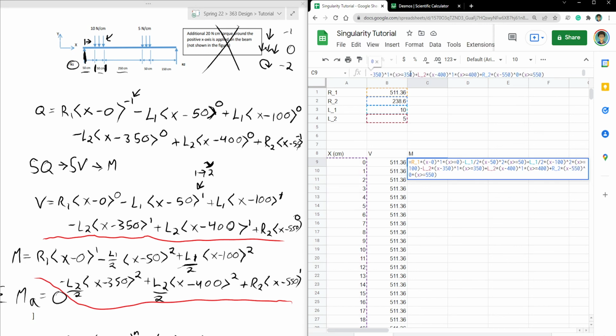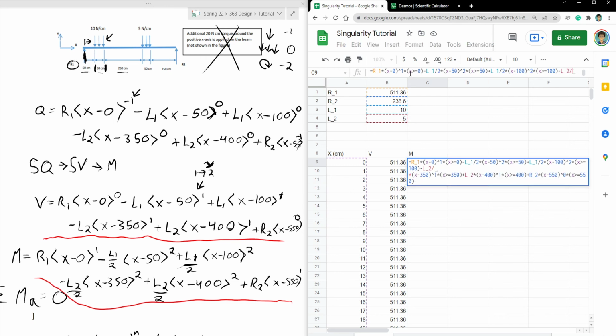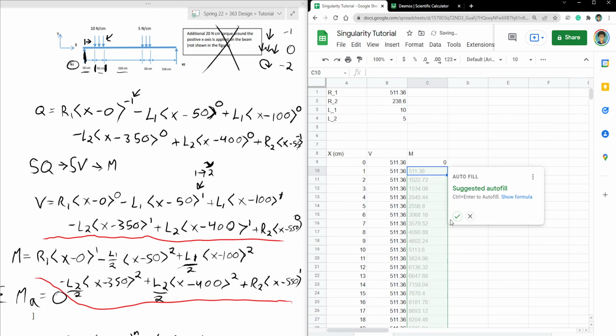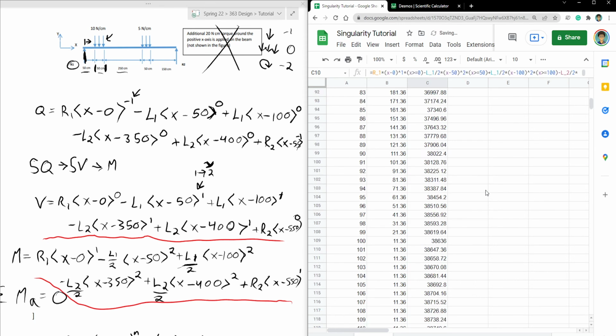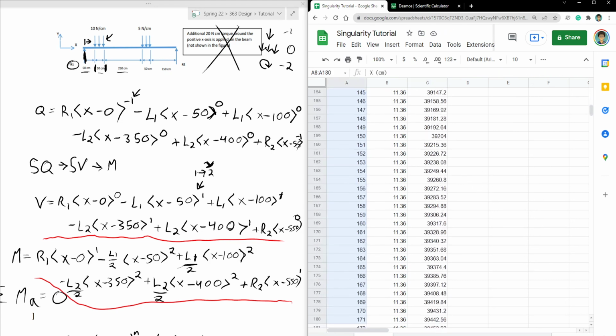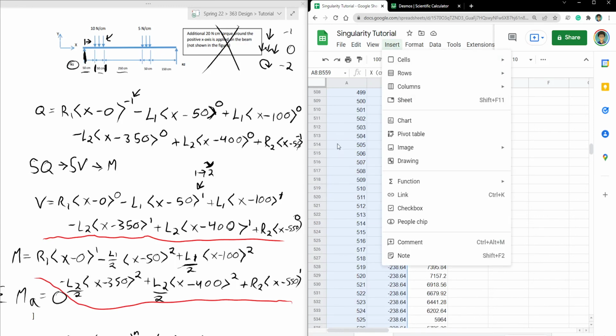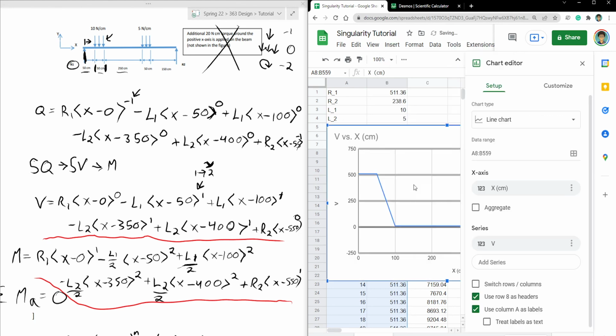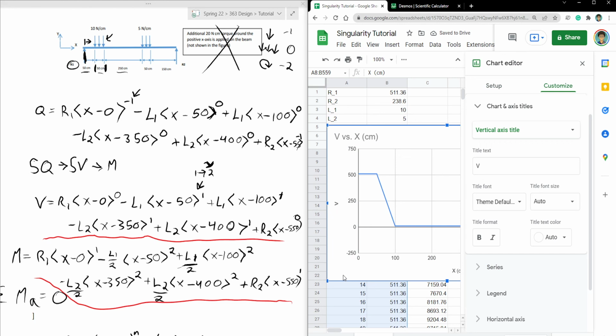Squared. Divide by 2. Squared. Divide by 2. Squared. And change this 0 to a 1. And we will pop that in. And once we take the graphs of these, we should see, hopefully, that they look okay. So insert, go to the top first, insert chart. And there we have our bending chart.